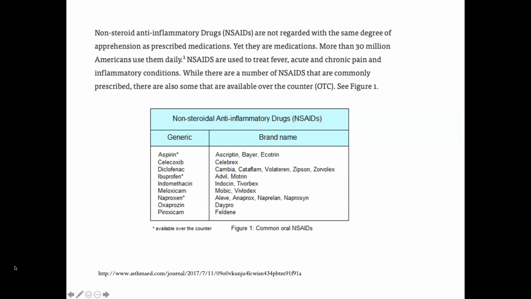This is a list of NSAIDs. You get the generic name on the left, brand name on the right. The ones with stars are available over the counter. The others are usually available through prescription.